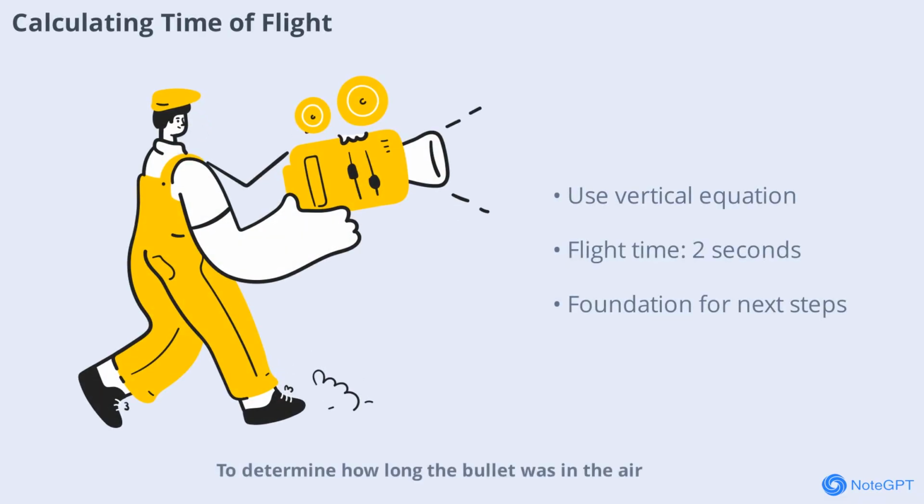To determine how long the bullet was in the air, experts use the equation y equals yi plus vi t minus 1/2 gt². Plugging in the values, they find that the bullet's flight time is 2 seconds. This calculation is crucial because it sets the stage for determining both the horizontal velocity and the impact speed, which are key pieces of evidence in reconstructing the shooting scenario.